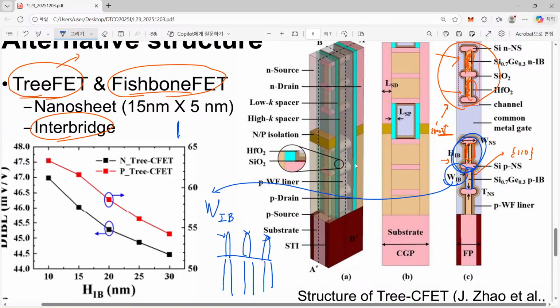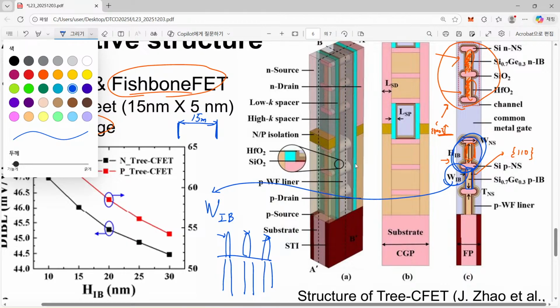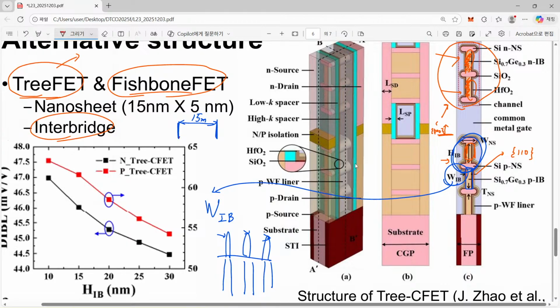First of all, you make a wider fin corresponding to the nanosheet width, for example, 15 nanometer. And in order to achieve, for example, a 5 nanometer thick interbridge, what you have to do is just control the edge of your silicon germanium area 5 nanometer and 5 nanometer from both sides uniformly, and stop there. If you make any mistake in this case, a 1 nanometer mistake, then what will happen? Then you will have just 3 nanometer or 7 nanometer.